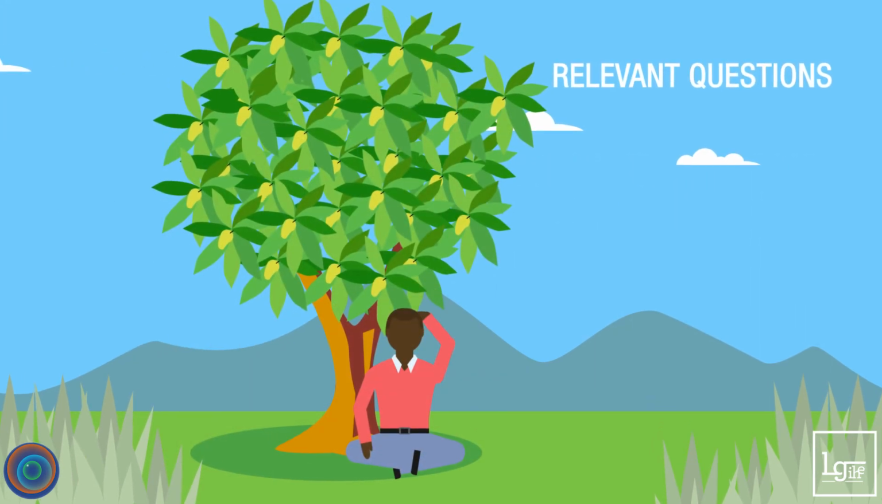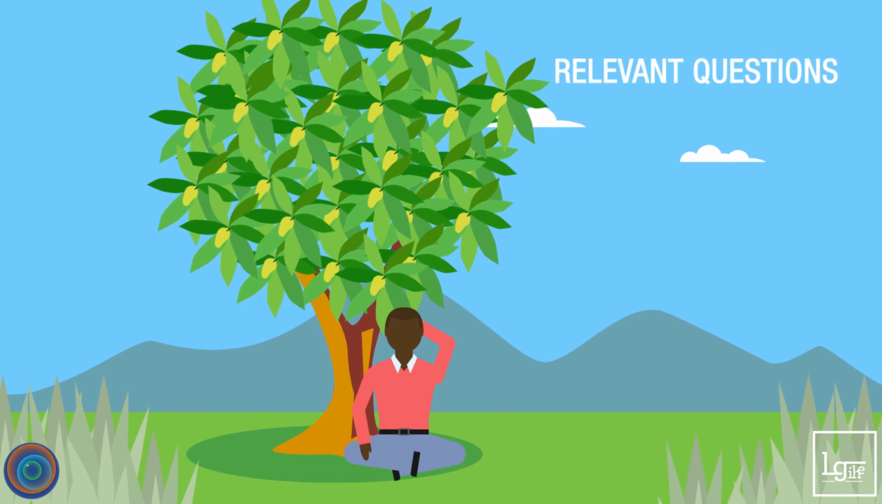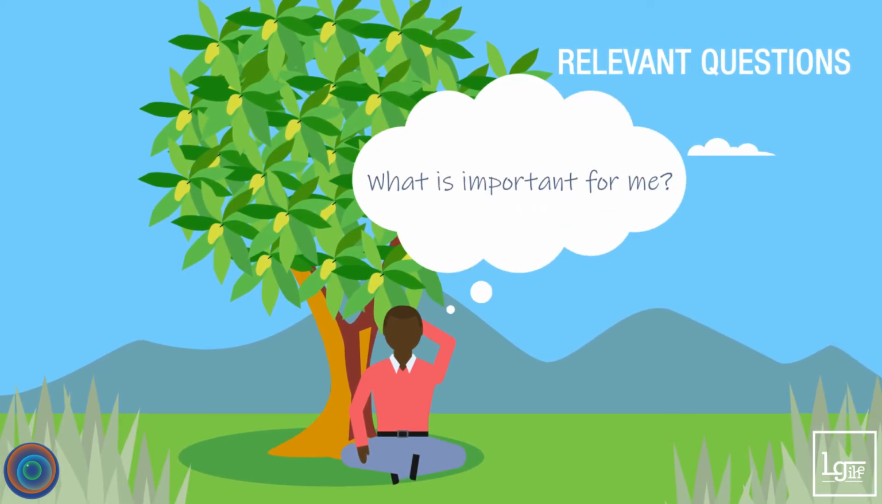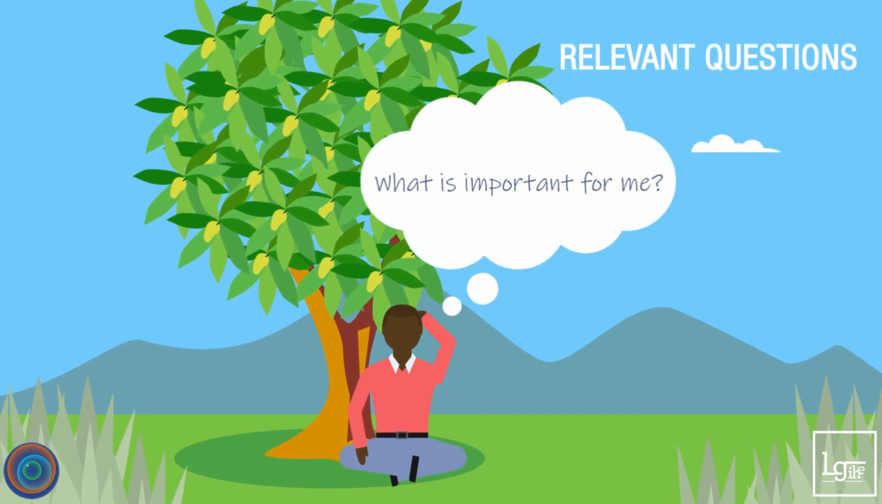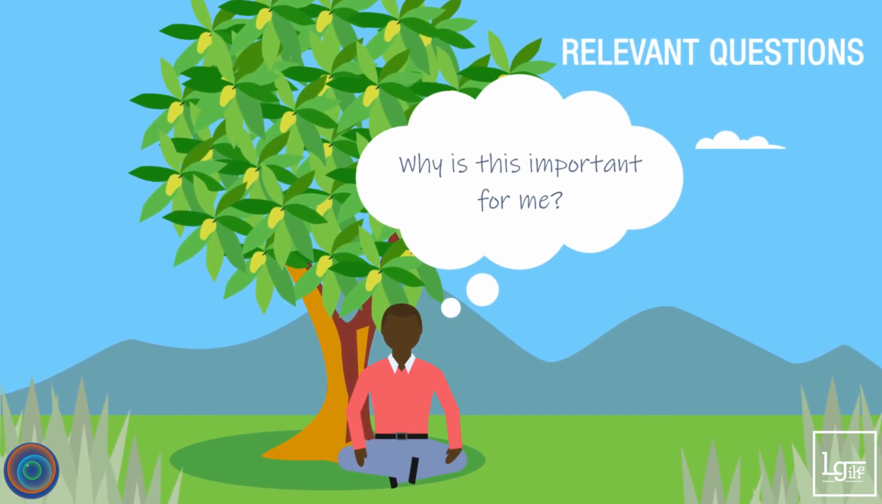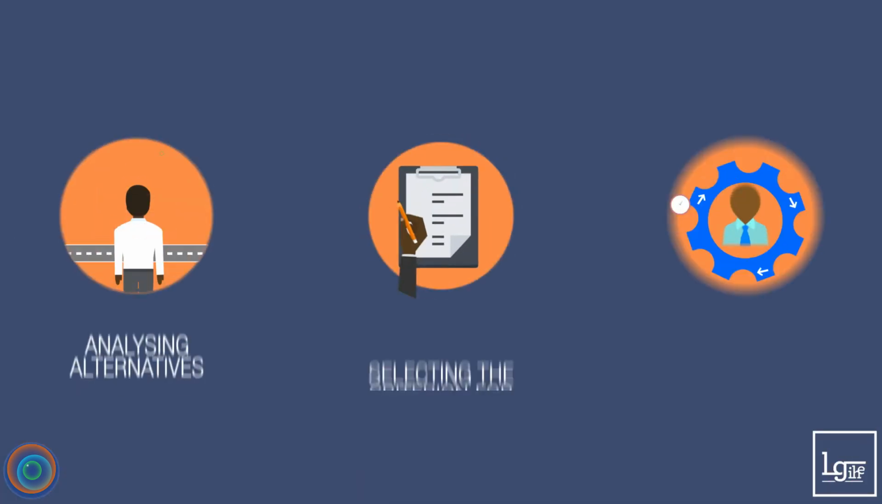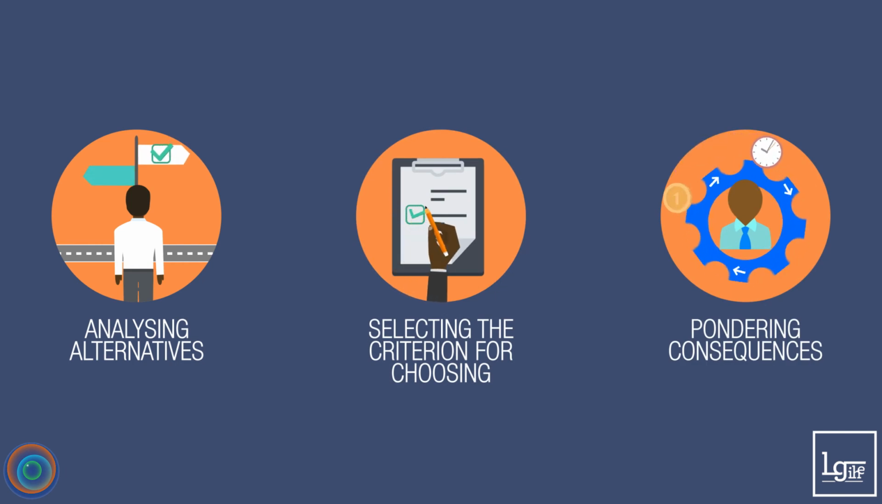Some of the key questions John has in mind are: what do I like most? What is important for me? Why is this important for me? John has made up his mind, but he has also learned to be reflective before making a choice that will have long-term consequences. This takes critical thinking.